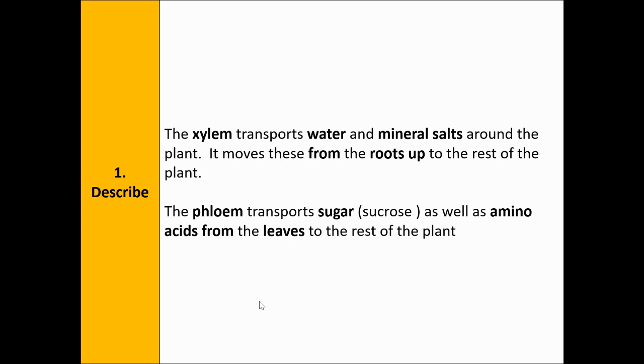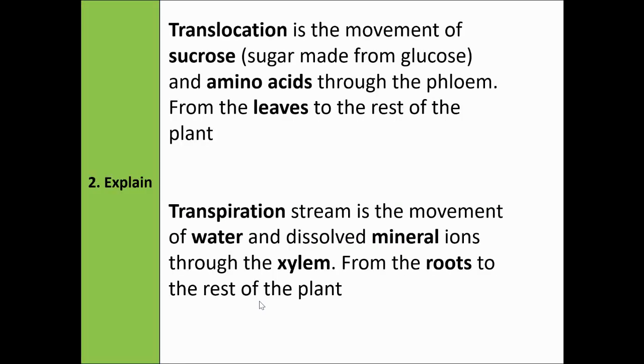Okay, describe section. The xylem transports water and mineral ions around the plant. It moves these from the roots up to the rest of the plant. The phloem transports sugars as well as amino acids from the leaves to the rest of the plant. Translocation is the movement of sucrose and amino acids through the phloem from the leaves to the rest of the plant. Or you could have said from the sources to the sinks. Transpiration, however, the transpiration stream is the movement of water and dissolved mineral ions through the xylem from the roots to the rest of the plant.